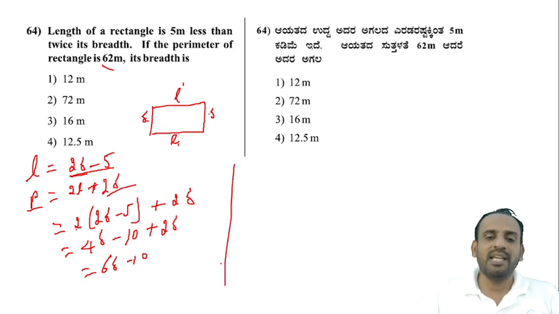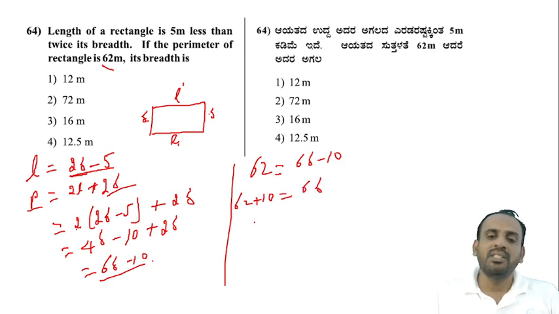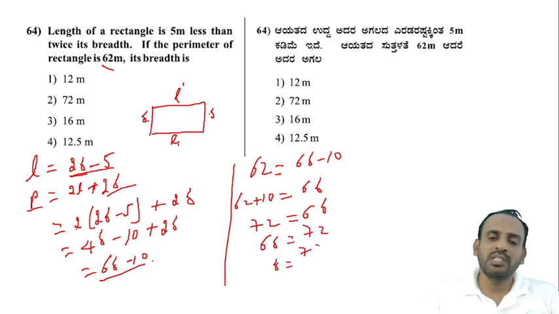So I'm going to write this side 62 meters. That is, 62 is equal to 6b minus 10. Minus 10 we send this side, it becomes plus 10. So 62 plus 10 is equal to 6b. 62 plus 10 is 72, so 6b is equal to 72. B is equal to 72 by 6, which is nothing but 12. Therefore, option 1, 12 is the right answer.